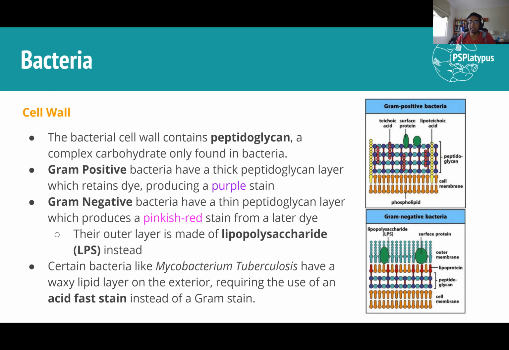We also have certain bacteria which just can't be Gram stained. They don't give us a positive or a negative because they have an extra waxy lipid layer. The name Mycobacterium actually comes from that substance called mycolic acid. And so we need to use what we call an acid-fast stain on those bacteria instead of the normal Gram stain that we would typically use.